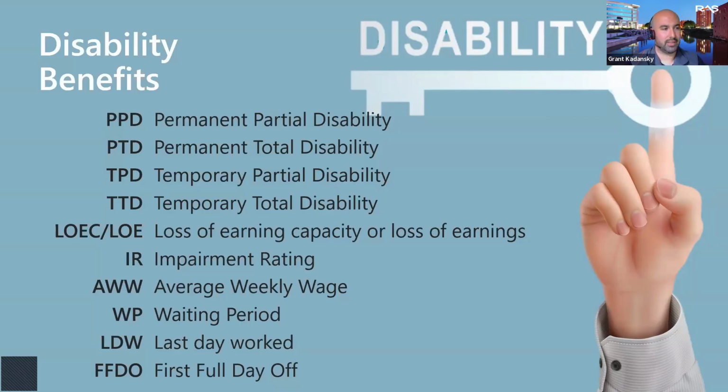TPD for temporary partial disability. This is probably the most common. Something like a sprained ankle where they can't weight bear for a week or two, or they need to use crutches. Minor concussions where maybe an employee can't use screens for a limited time before they come back full duty.